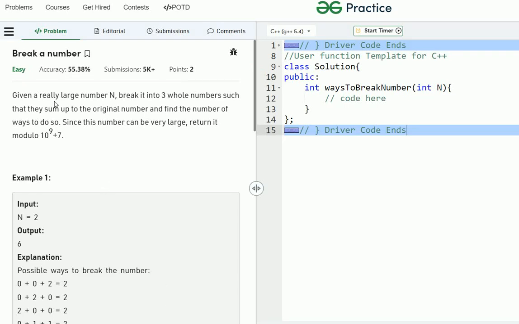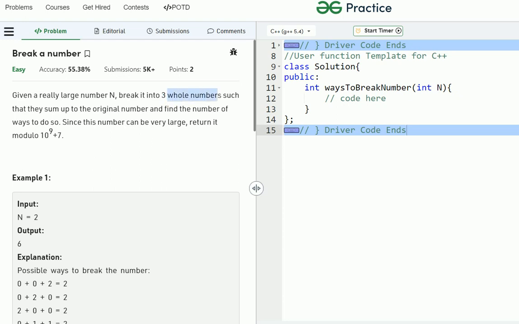Today we will discuss a problem, break a number. Given a really large number n, break it into three whole numbers. So we need to break n into three parts, and the parts are whole numbers.